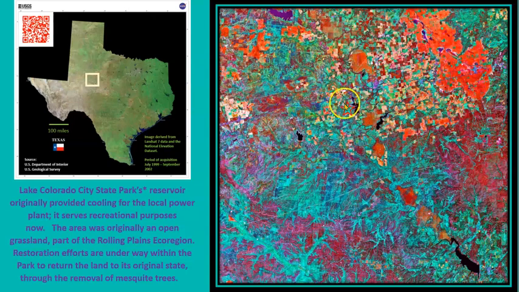Lake Colorado City State Park's reservoir originally served to cool a power plant, it now serves recreational purposes. Restoration efforts are underway within the park to return the land to its original grassland cover through the removal of mesquite trees.